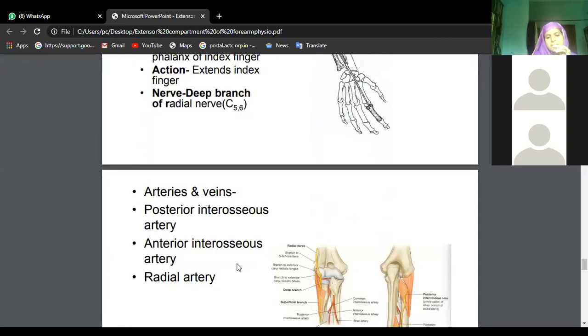All these origins and insertions are something like memory only, but I'm giving you an idea of how to study, but you should sit and study for yourself. Okay.